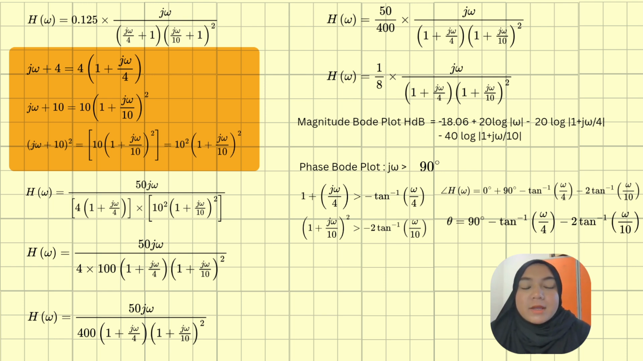And we continue to H(ω) equals 0 degrees plus 90 degrees minus tan⁻¹(ω/4) minus 2 tan⁻¹(ω/10), and the 0 degrees is because in the previous step we get 50jω, and 50 is a real number. That's why any kind of real number turns to 0 degrees. So 0 degrees plus 90 degrees, we get 90 degrees. So the final answer is θ equals 90 degrees minus tan⁻¹(ω/4) minus 2 tan⁻¹(ω/10).